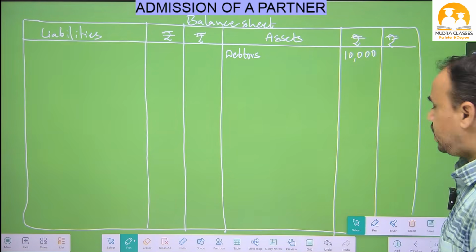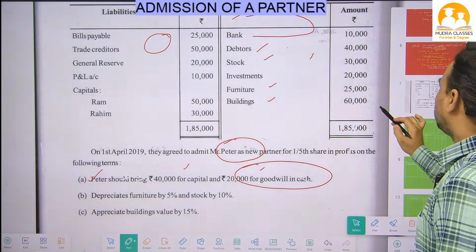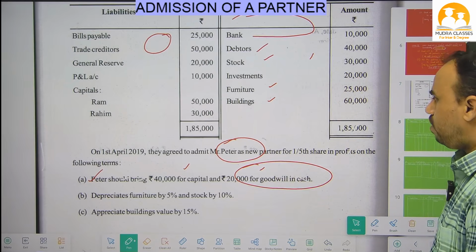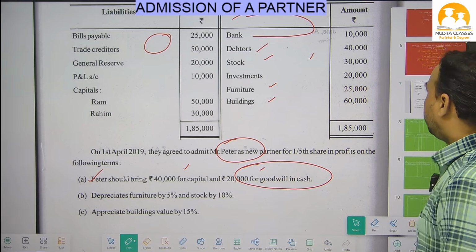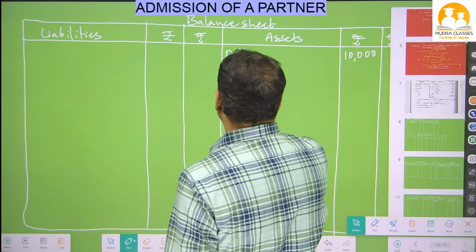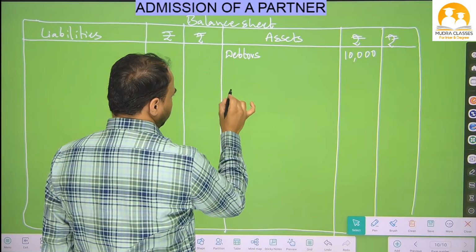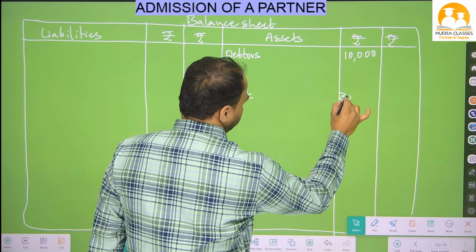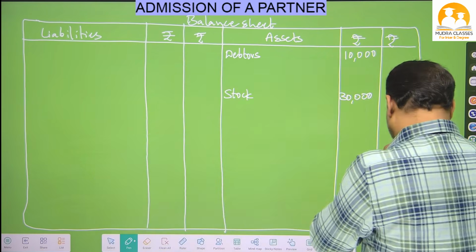Okay, what is the next item given in the question? See, the next item given in the question is stock 30,000, and for stock also we have an adjustment, so we have to write in the inner column. Next item stock, leave some place for debtors because we have an adjustment. So write down here stock, write in the inner column 30,000, we have an adjustment.